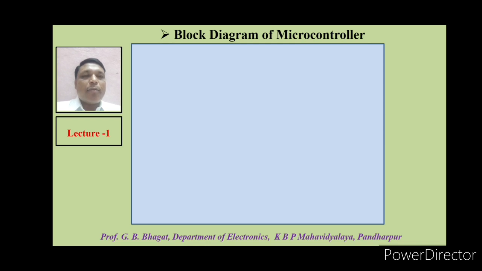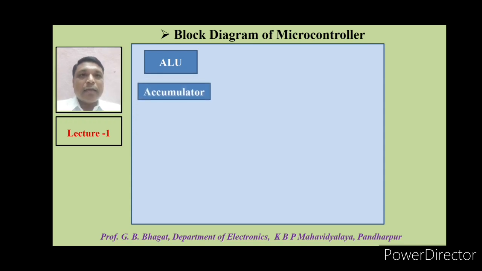Let us see block diagram of microcontroller. Again, this microcontroller has various blocks such as ALU, that is arithmetic logic unit. This unit performs various arithmetic as well as logical operations. Next block is the accumulator. Accumulator is also available in this microcontroller. Function of this accumulator is the same as that of the microprocessor. Size of this accumulator is 8-bit.